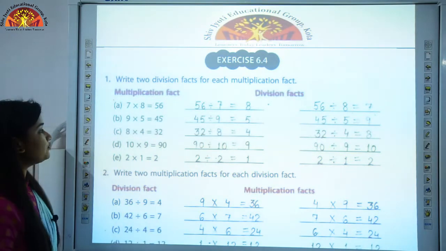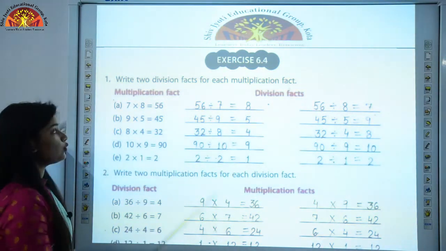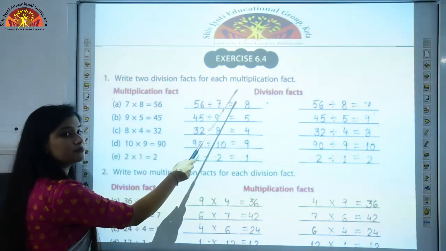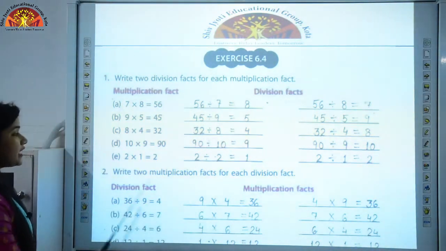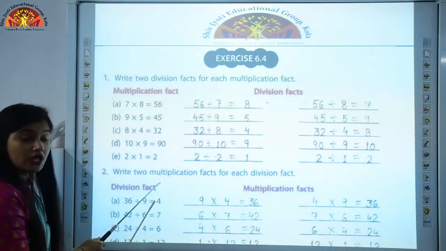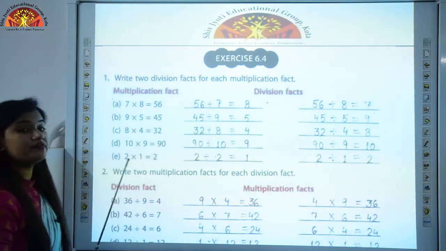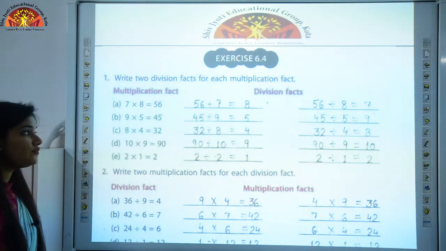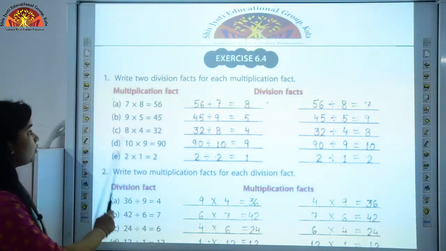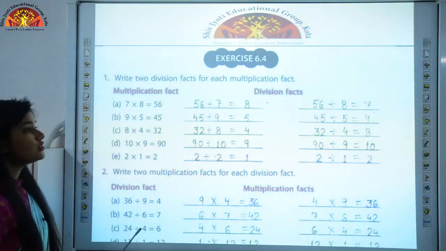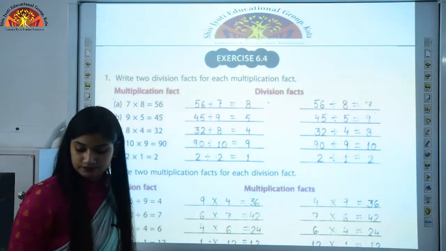So students, first we are taking exercise 6.4 question number 1. Write 2 division facts for each multiplication fact. As you can see, some multiplication facts are given in the question and we have to write 2 division facts for this multiplication fact. So how can we find 2 division facts for multiplication fact? These are given in the question. So let's have a look on this board.